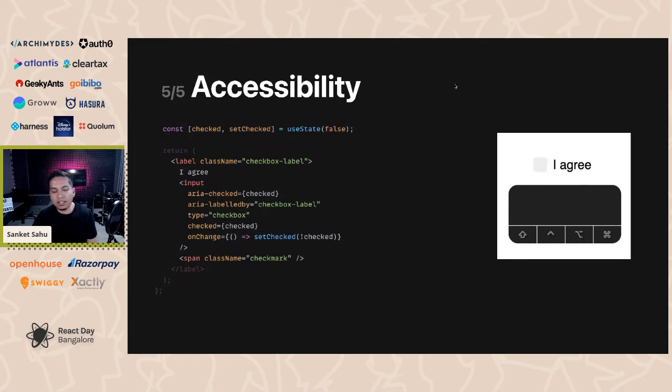To add accessibility in HTML, we have some ARIA props, like aria-checked on the input and aria-labelledby.